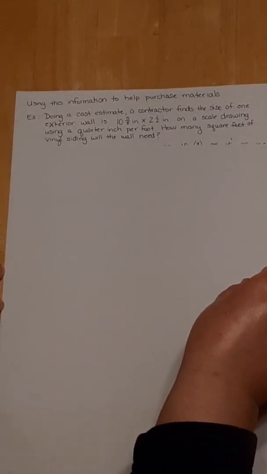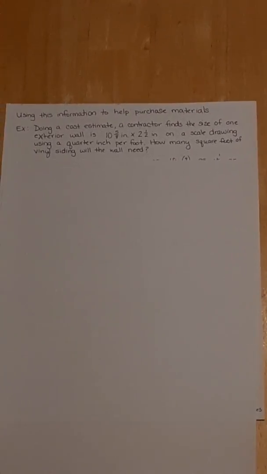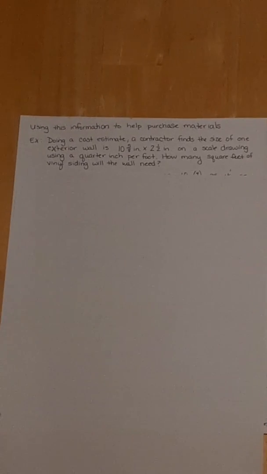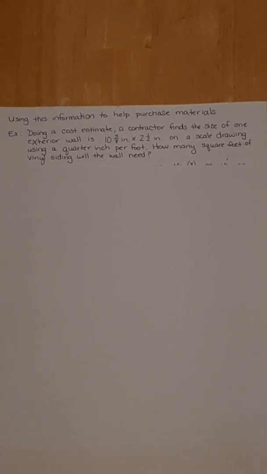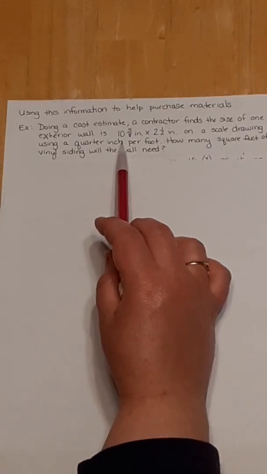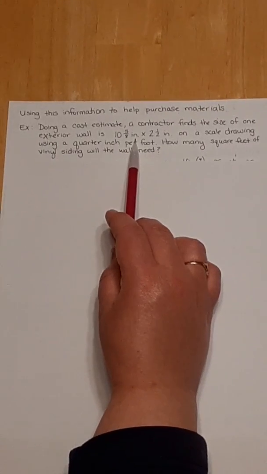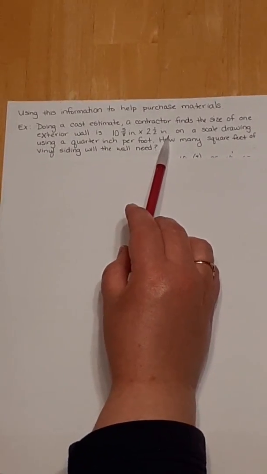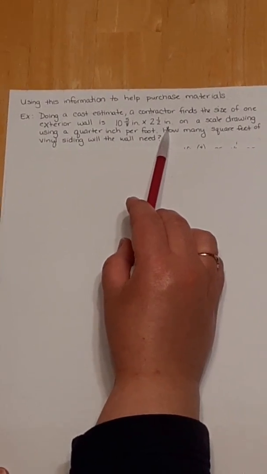Here we are going to have a contractor and we want to side one of the walls of our house. So we need to find out how much I actually need so that when I go to Menards or Lowe's, I can tell them how many boxes of the stuff I need. So let's look at our example. The one wall that I'm looking at is 10 5/8 of an inch by 2 1/2 inch. This obviously is our scale drawing, not real life.